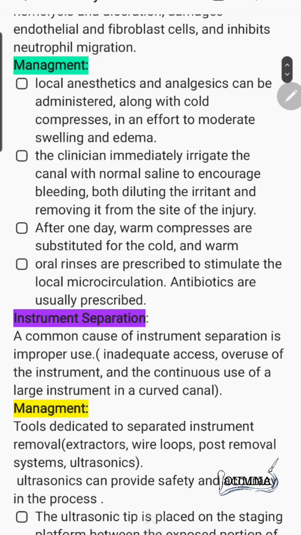How to manage this accident? Local anesthetics and analgesics can be administered along with cold compresses in an effort to moderate swelling and edema. The clinician immediately irrigates the canal with normal saline to encourage bleeding, both diluting the irritant and removing it from the site of the injury. After 1 day, warm compresses are substituted for the cold and warm oral rinses are prescribed to stimulate the local microcirculation. Antibiotics are usually prescribed.